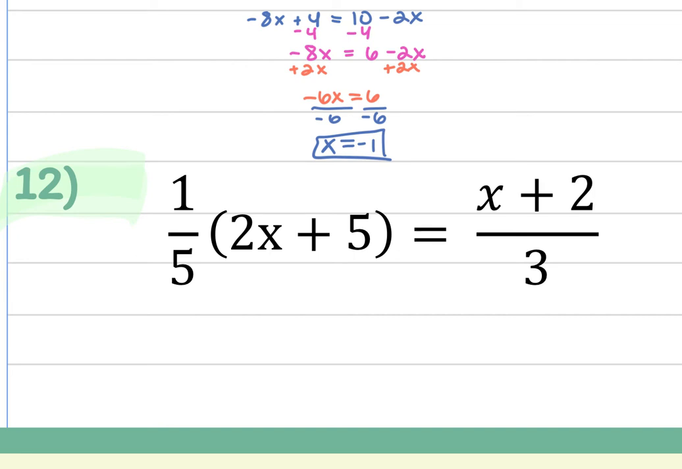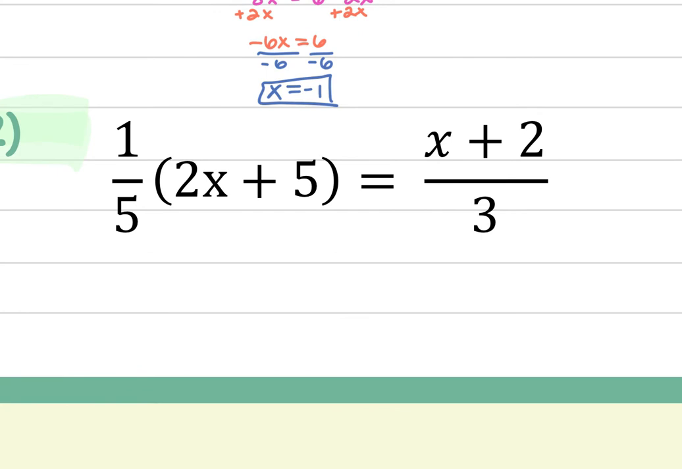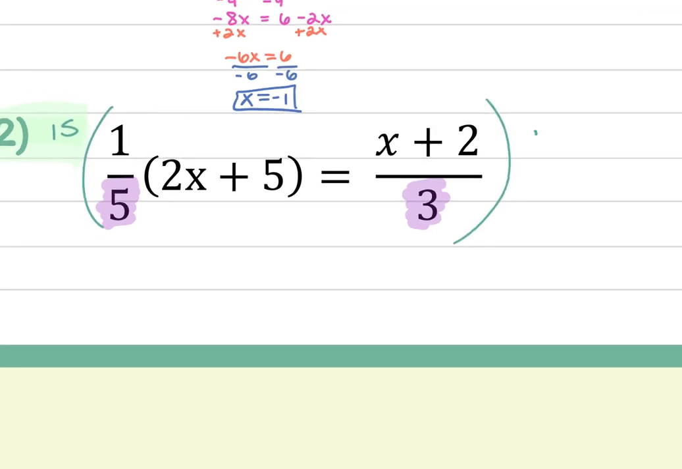Or you can get rid of the fractions by multiplying by the least common denominator, like we just did in this last chapter. The difference this time is that it's an equal sign. So when we multiply, we're going to multiply the same thing on both sides, and they are going to cancel out. So what do 5 and 3 both go into? 15. So I'm going to multiply the left and the right side of this equation by 15.